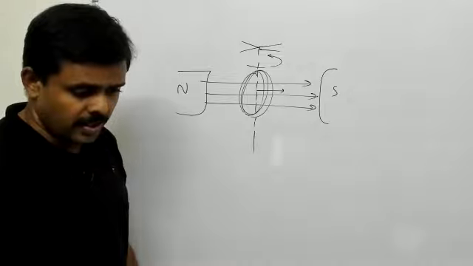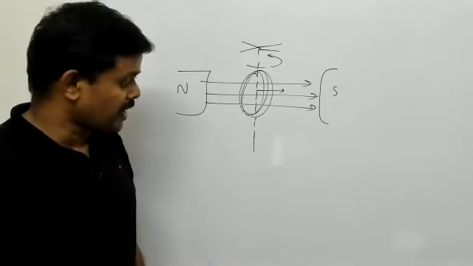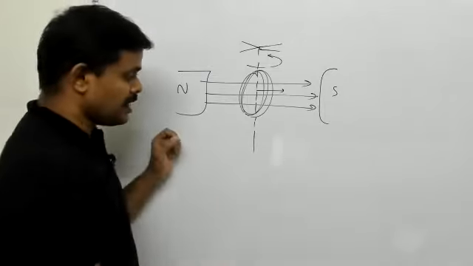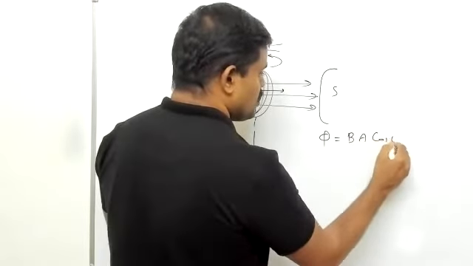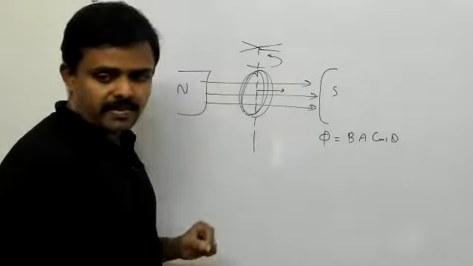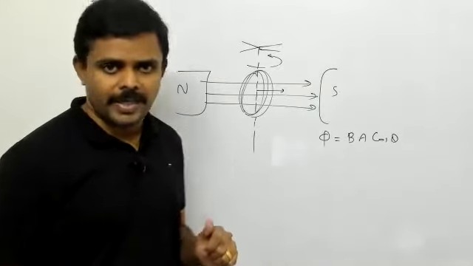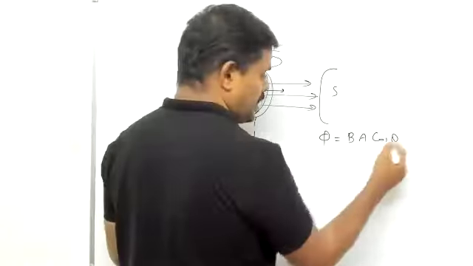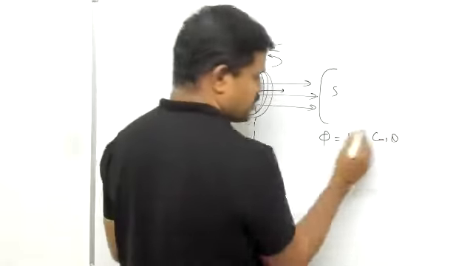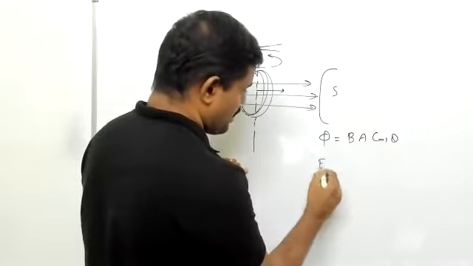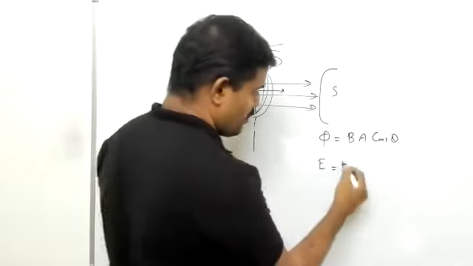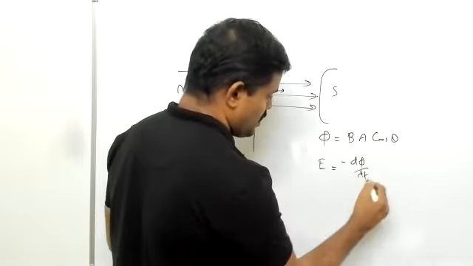Plot a graph showing variation of flux and EMF. What is the equation for flux? Flux is given by B dot A, or it is BA cos theta, or it is BA cos omega t, because theta is omega t, right? Forget about it, BA cos theta. What is EMF? EMF is minus d phi by dt.